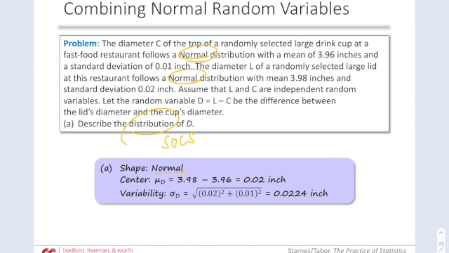The center, we're following just the rules. We're subtracting two independent random variables. Therefore, we subtract their centers. So 3.98 minus 3.96 gives us 0.02 inches. Then the variability, remember, whenever we are adding or subtracting random variables, we are going to find the standard deviation by adding the variances and then taking the square root. So we get a variability or standard deviation of 0.0224 inch.